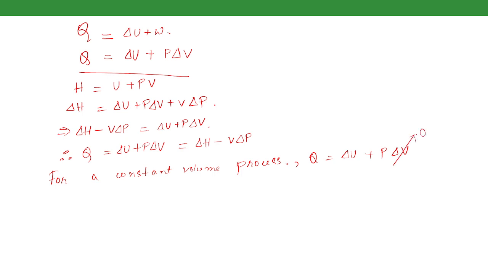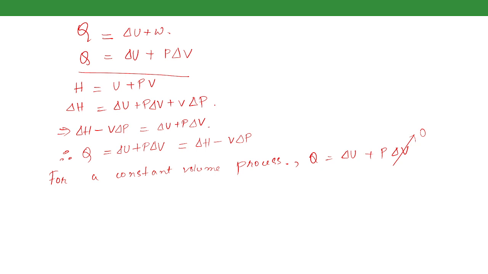Now how do we define the specific heat? The specific heat is defined as the amount of heat required to raise the temperature of unit mass of a substance by unit degrees. Okay, so that is the definition of specific heat.